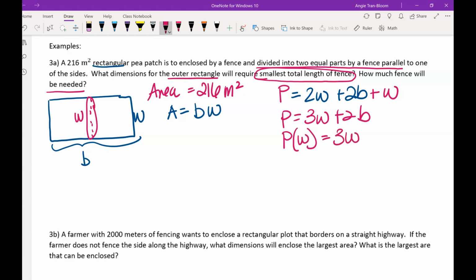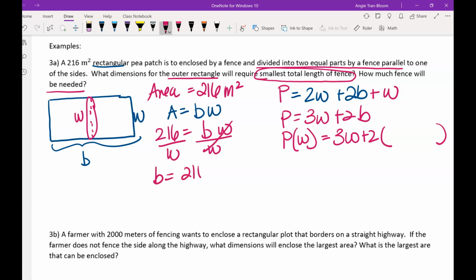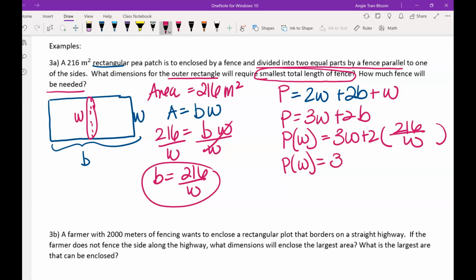So 3W plus 2, and we need to find this base. Well, we have this area formula over here. I'm looking for base, so I'm going to divide both sides by W. Base is 216 divided by W. We are going to substitute this in, 216 divided by W. So P of W equals 3W plus 216 times 2, 432 over W.